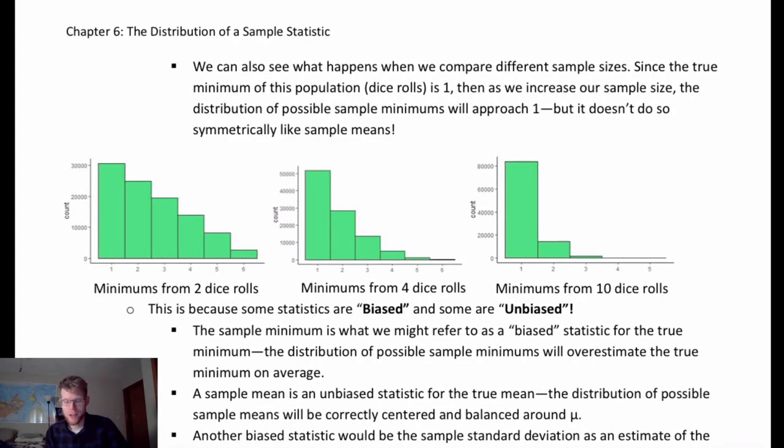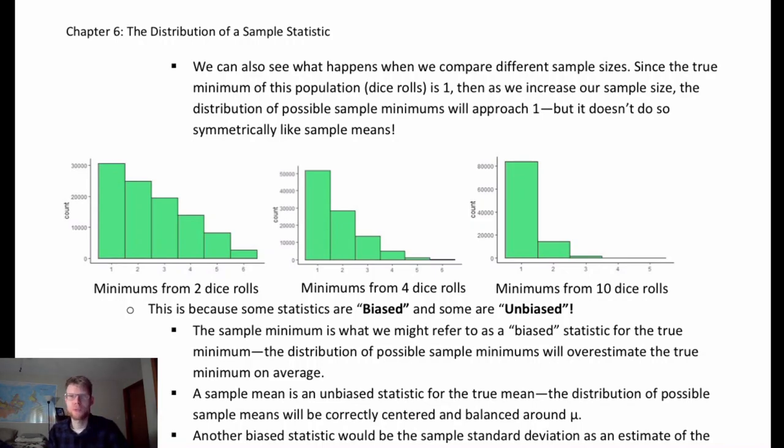Whereas over here, if I take the mean of all my minimums, it's not going to be 1. It's going to be some value greater than 1, because I can't get a sample minimum less than 1, and I'm going to have some that are above 1. So the sample minimum is an example of a biased estimator. It's a biased estimate of its parameter.